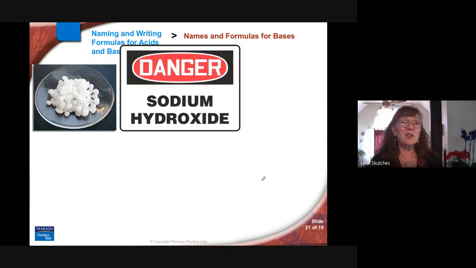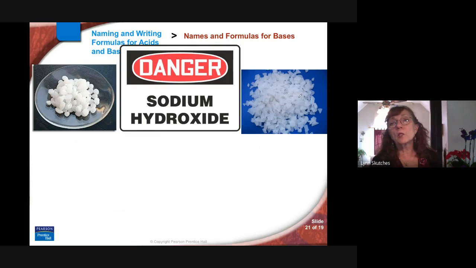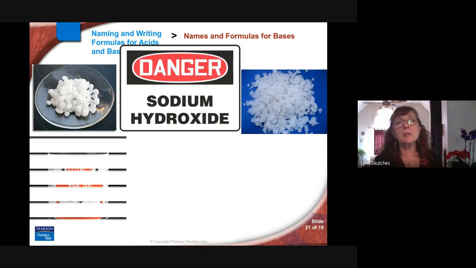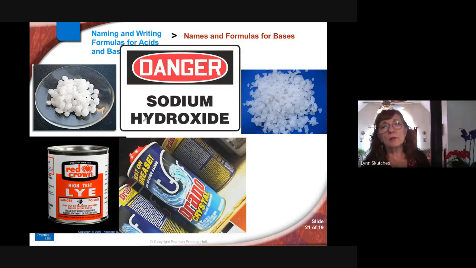I buy sodium hydroxide, and it comes in these little pellets. It absorbs water from the atmosphere. I'll show you that later. If you make soap, you might buy it in these flakes. You can also purchase it, I think most of the time in the cans, it's kind of flaky. Also, its common name is lye. It's used in oven cleaner and drain cleaner.